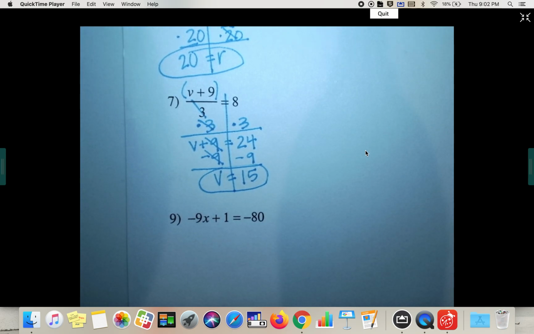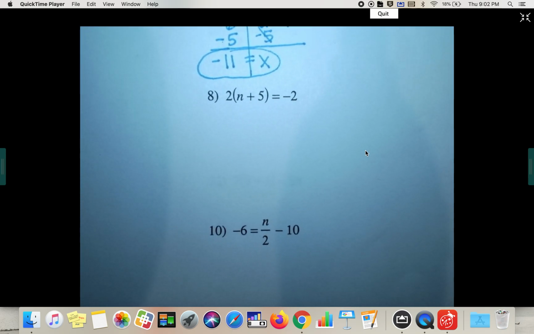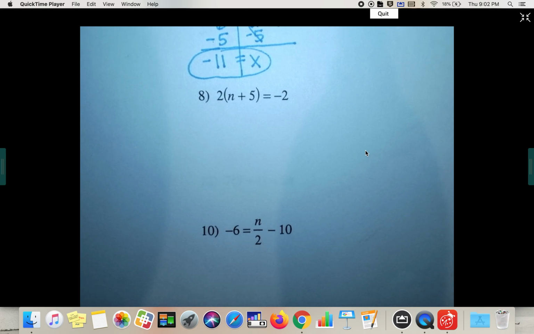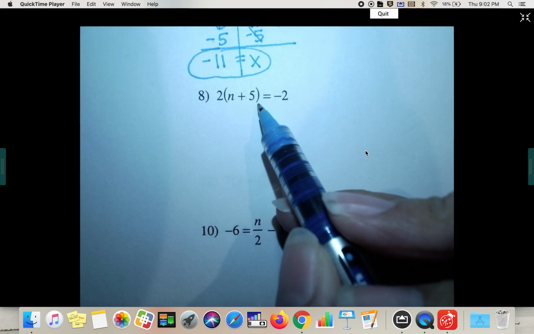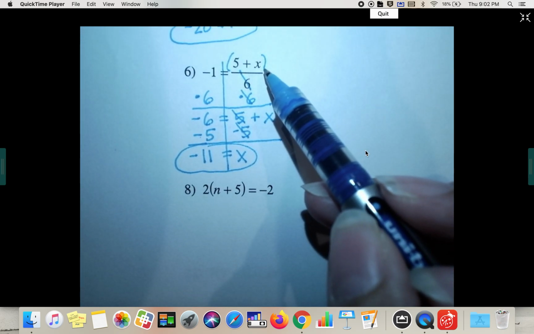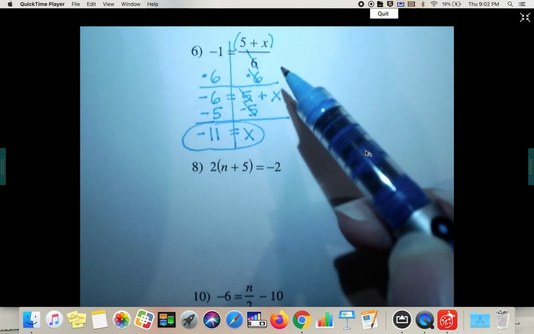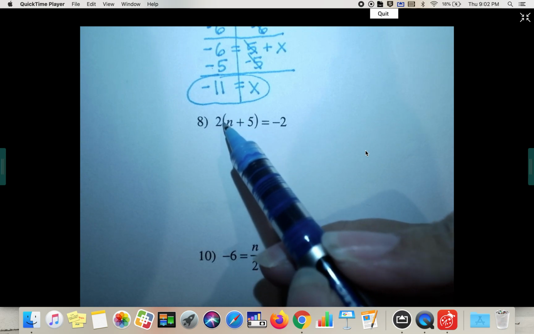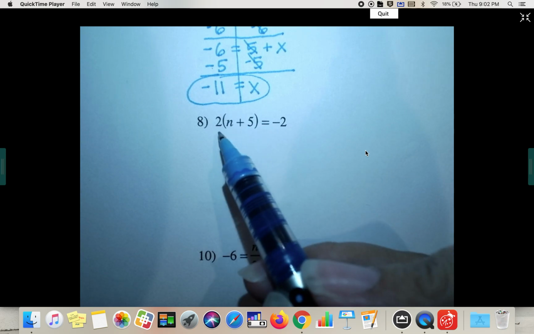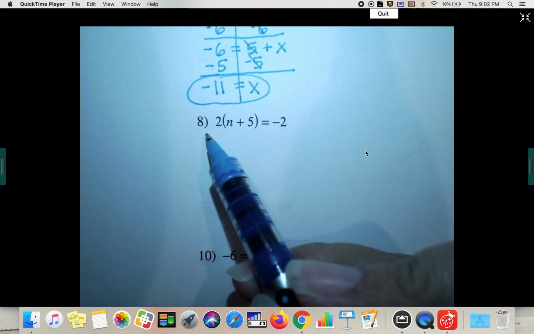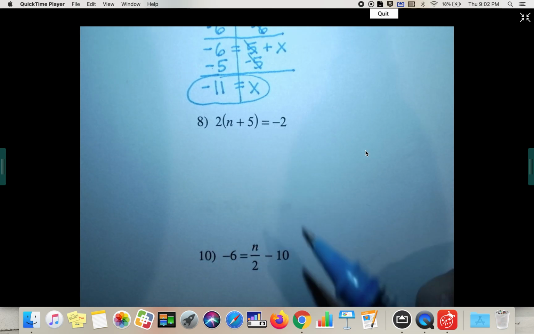All right, number 8. Okay, there's a couple of things you can do here first. You can look at it grouped like we did up here and see how we multiplied by 6 first because it was being divided by 6. You can look at this as a group and you can say that whole group's being multiplied by 2, so I'm going to divide by 2 first and that will work.